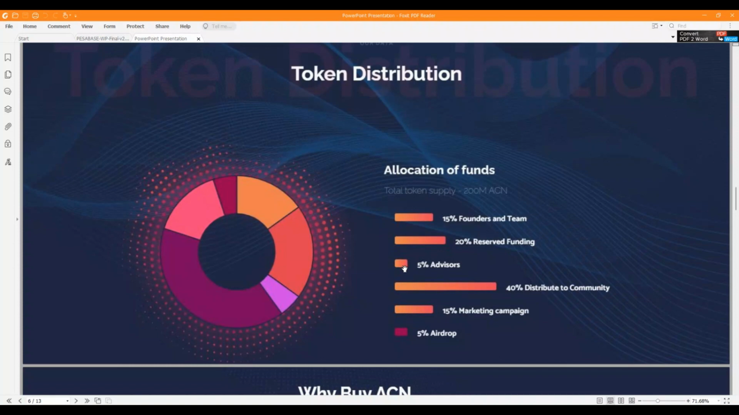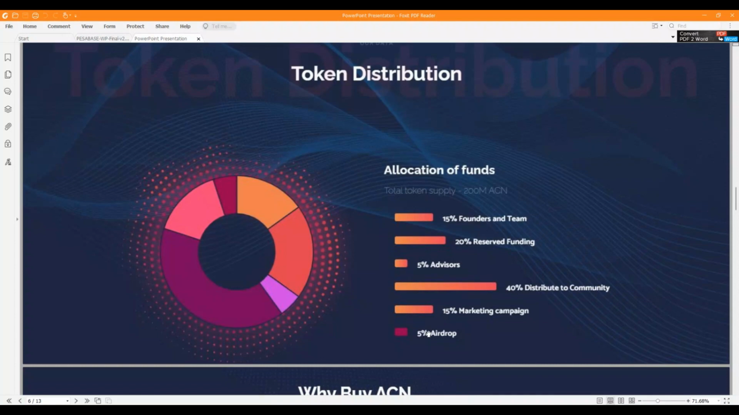The advisors are part of the team, right? Yes. Then 40% goes to the community. Then 15% goes to the marketing campaign. Who is the custodian of the marketing campaign? The team. So we have 20 plus 20, that is 40%, plus 15, that is 55%.